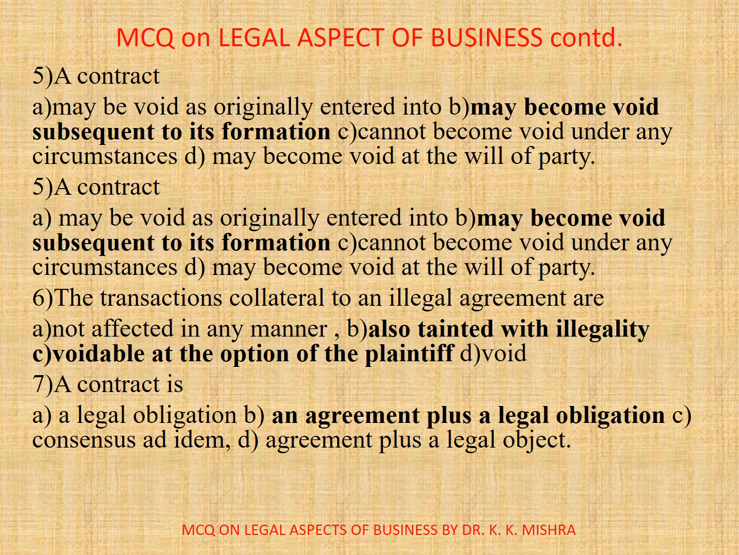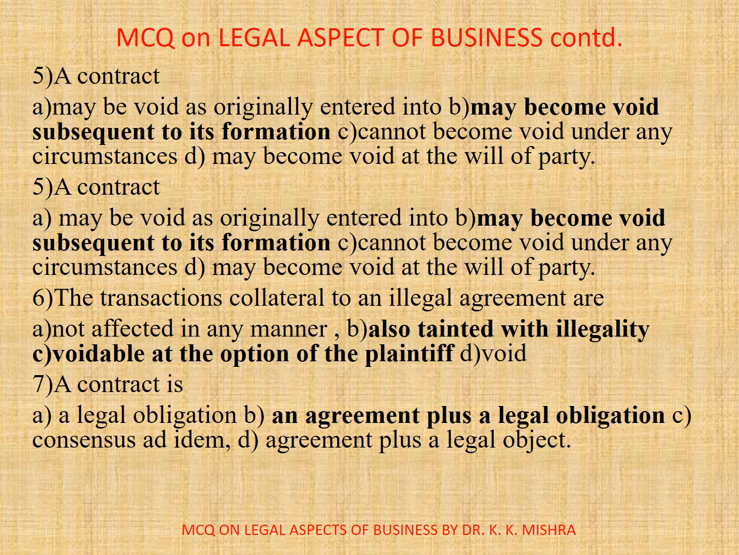Now, question number 6. The transactions collateral to an illegal agreement are, options are A, not affected in any manner, B, also tainted with illegality, C, voidable at the opinion of the plaintiff, D, void. Correct option is C, voidable at the opinion of the plaintiff.